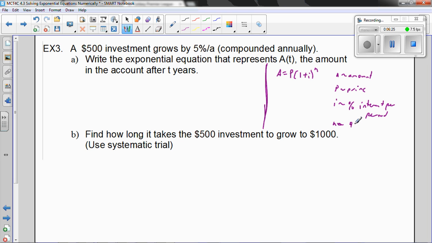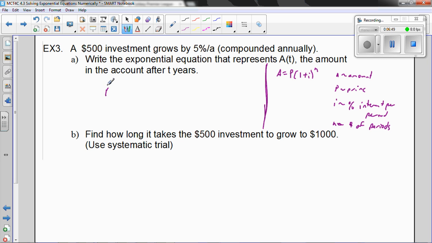N is the number of periods, right? And how's that different than time? Well, remember, if it's compounded quarterly, N is the number of quarters. If it's compounded monthly, N is the number of months. And I is the interest rate that you get every period. So if it was 5% but compounded quarterly, we divide by 4. But we don't have to worry about any of that here because it's compounded annually.